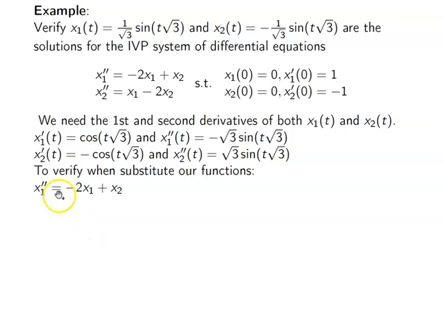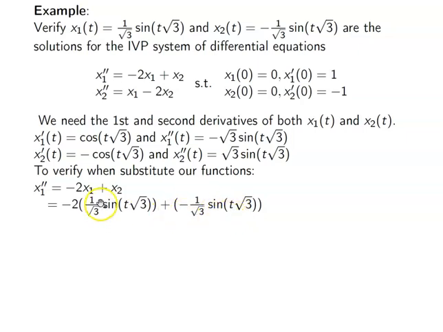So what I'm going to do is say negative 2 times the x1 function plus x2. I'm going to do the math on it, combine my terms, and it should come out to what I found for the second derivative. That's how we're going to work this. So I take negative 2, I plug in x1, so you see here 1 over root 3 sine of 2 root 3 t, plus x2, so I'm just going to take x2 and plug this in: negative 1 over root 3 sine of t root 3.